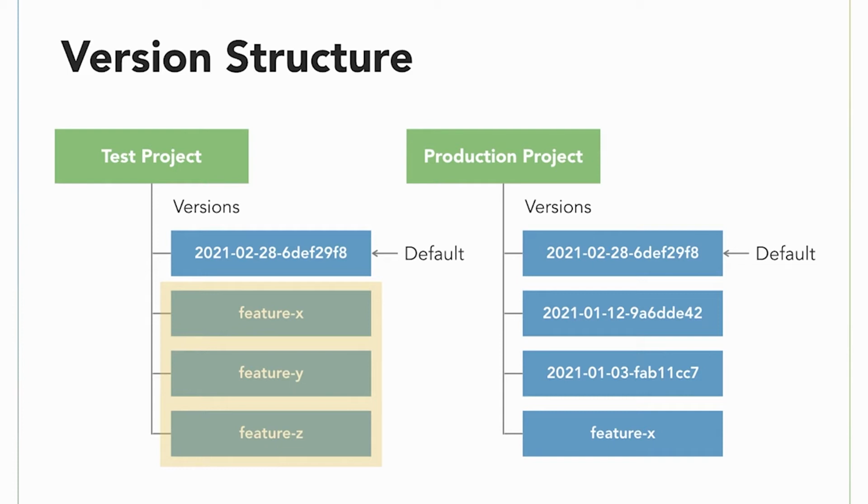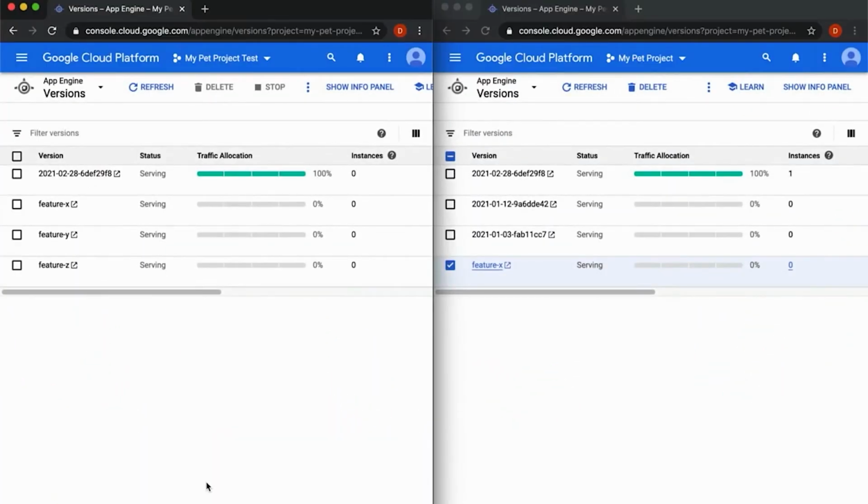Now let's take a look at how this looks like in the Cloud console. Here, I have two browser windows that I've opened side by side. One is for a test project, and the other is for a production project. Each version here in the test project has its own URL, which we can use for testing these features independently. This is really useful for the QA team.